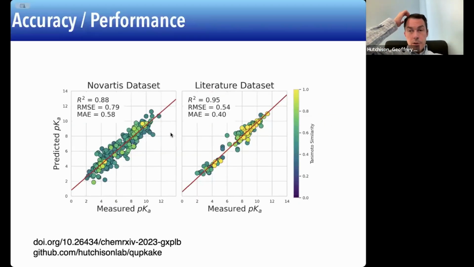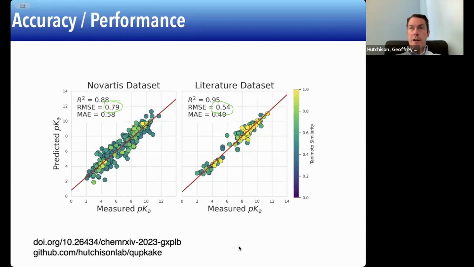How does it come out? Well, there's a number of relevant test sets. I'm going to talk about two in particular. One comes from Novartis. Another one is scraped from the academic literature. And these are used in a variety of evaluations of pKa models. And here you can see that the RMSE, root mean squared error, on the Novartis set is below 0.8. And on the literature test set, it's actually closer to about 0.5.